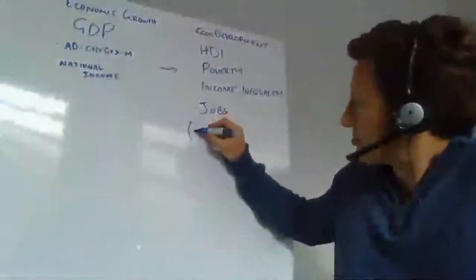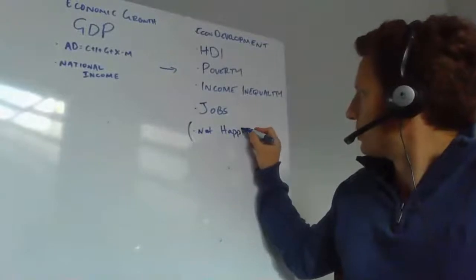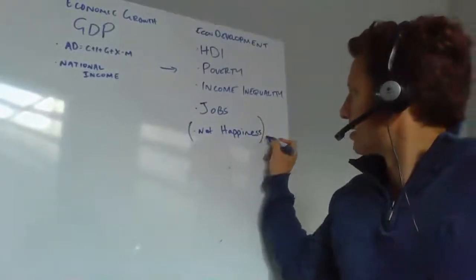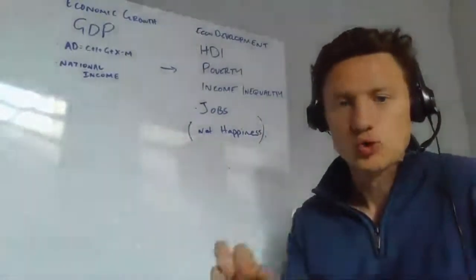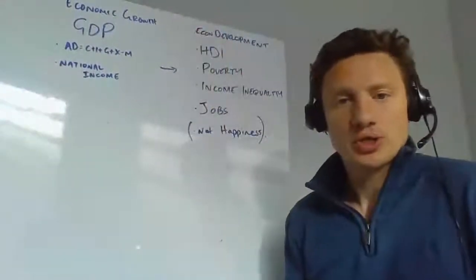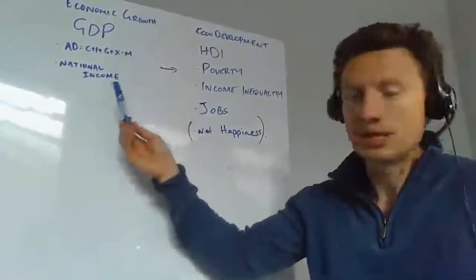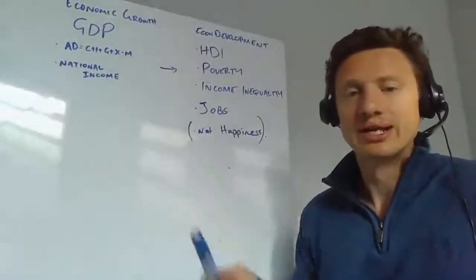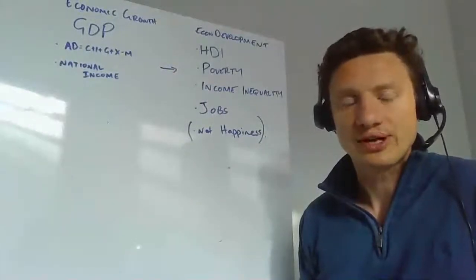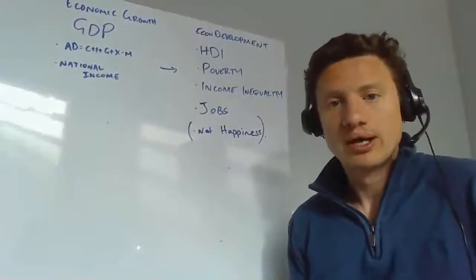Actually, for the A levels amongst you, we should probably also put national happiness in there as well, since that is a part of the theme 2 aspect of the A level course. But these are the main measures that we should be happy with. And the big question is, does an increase in GDP growth necessarily lead to an increase in all these factors of economic development? Let's just very quickly go through them then.